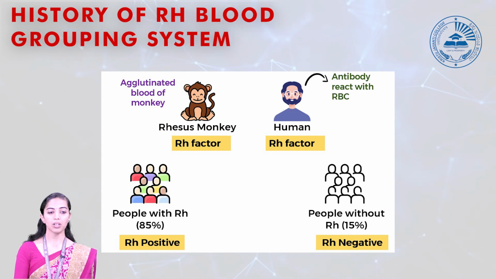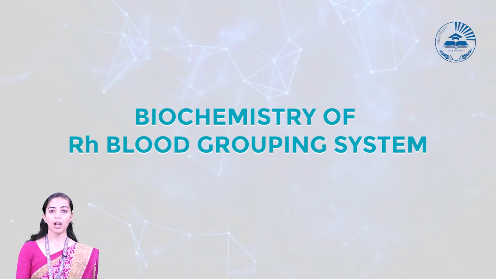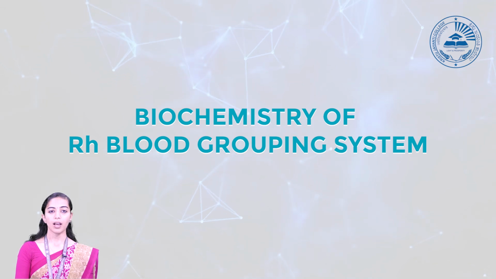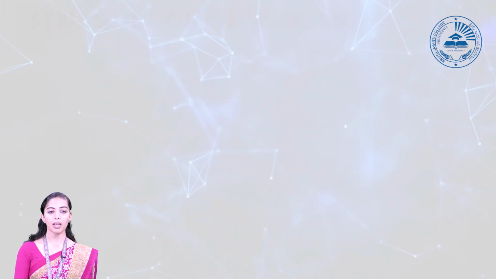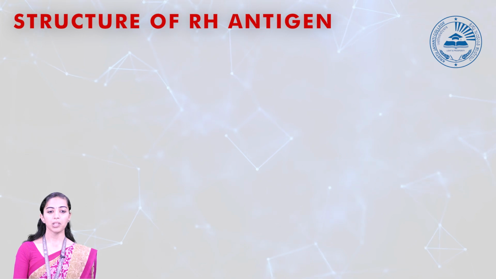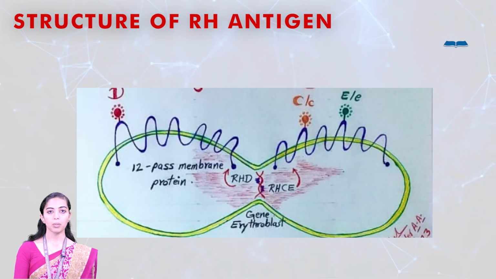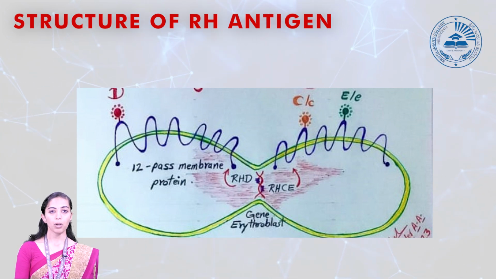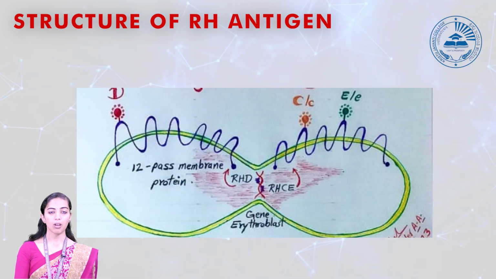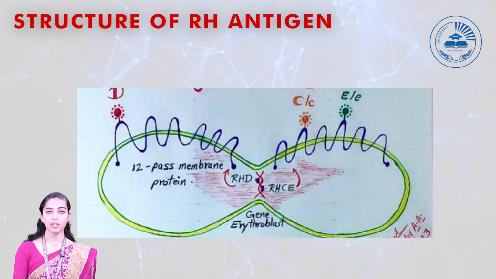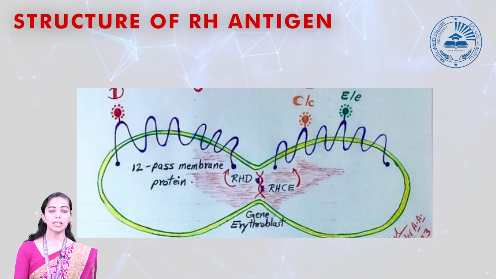Coming on to the biochemistry of the RH blood grouping system, the structure of RH is as follows. The RH antigen is embedded in the RBC membrane. It's a 12-pass membrane protein, which means the structure passes through the membrane 12 times. It is made up of proteins, hence it has amino acid components, and some of them are embedded inside the membrane. The 12-pass membrane protein is simply the basic structure of the RH antigen. The antigen determinants RH, D, C, E will be attached onto the surface of this 12-pass membrane protein.